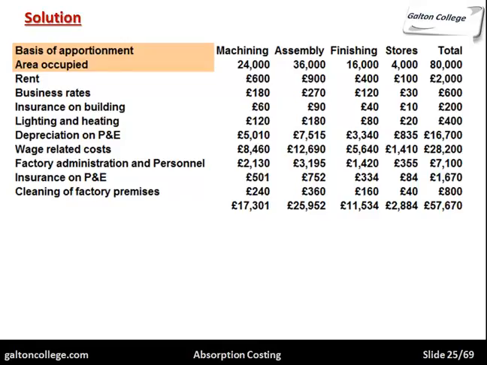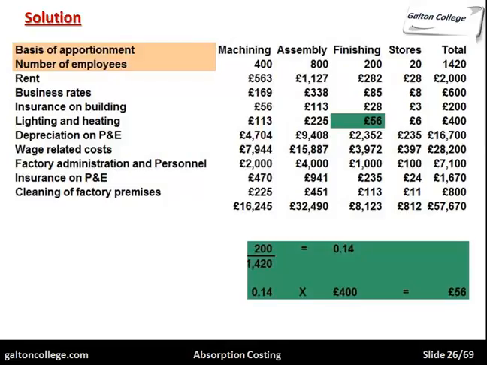So we could go through rent, business rates and so on and tot it all up in the way we've just calculated it, and we will find it comes to 57,670 if we add the column, and if we add the final row, 17,301 plus 25,952 plus and so on, we get back to the 57,670.